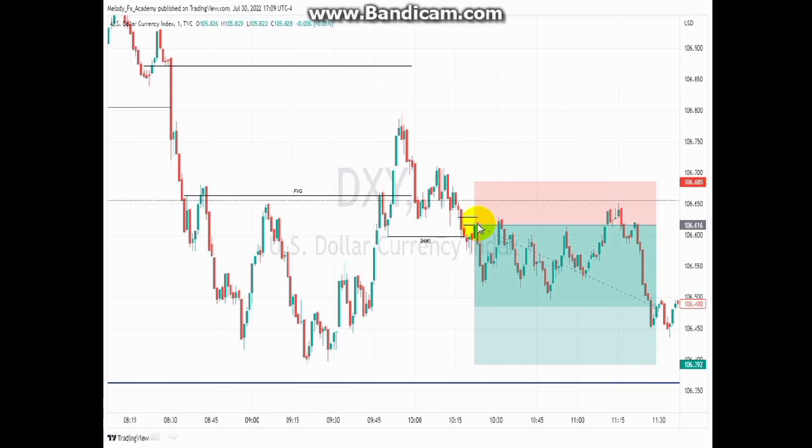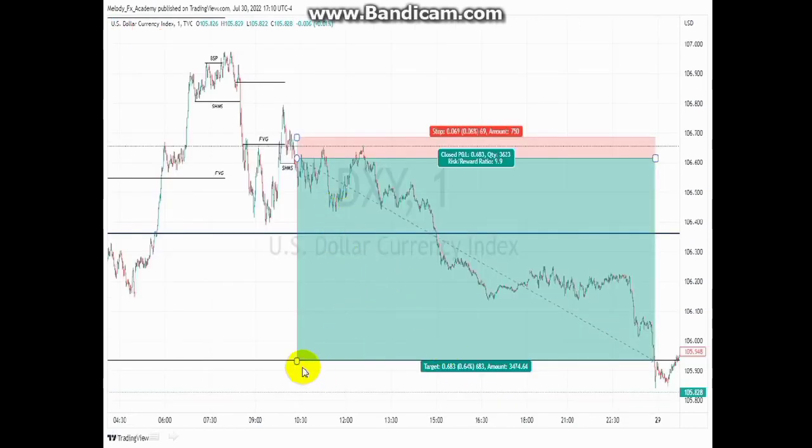My entry would have been right here, and my stop loss above this short-term high. Now my target, obviously you could target two levels. You can target the high of that daily fair value gap, or you can target the far end of the refined 1 hour fair value gap inside of the daily fair value gap. I prefer the 1 hour refined fair value gap as a target. As you can see we had a risk reward ratio of 9:1, almost 10. We have a 9.9 risk reward ratio.